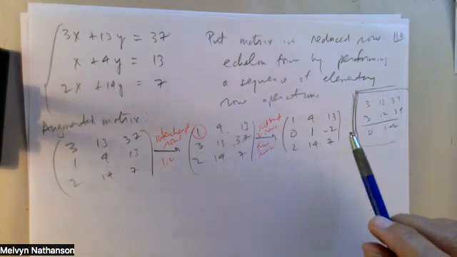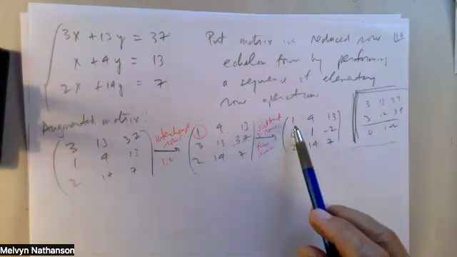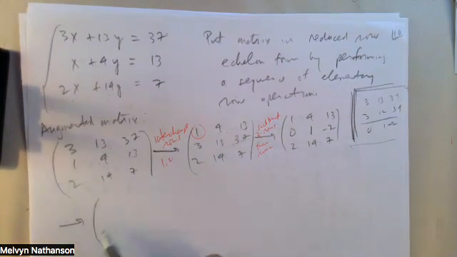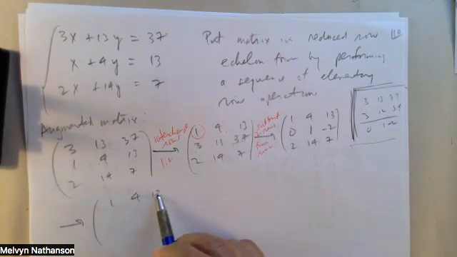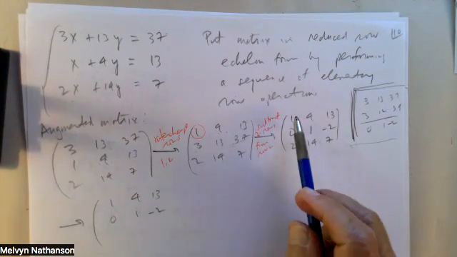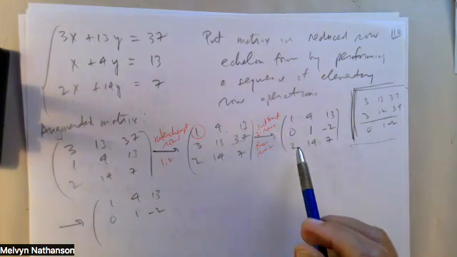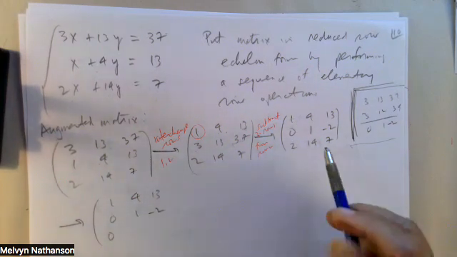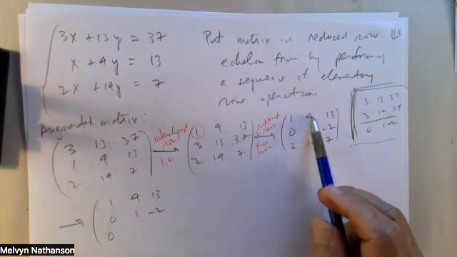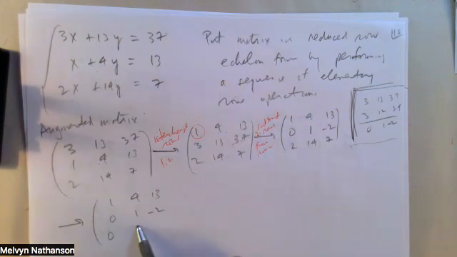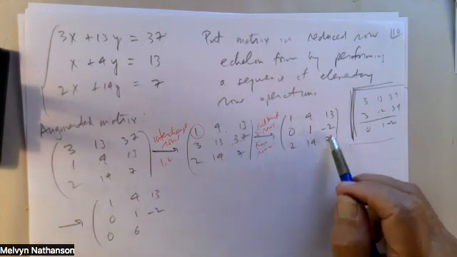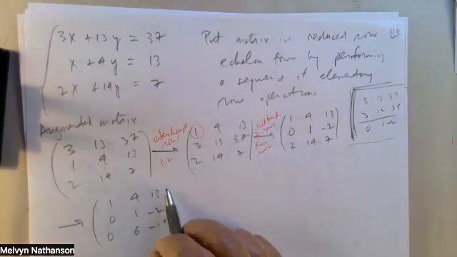Now I want everything in this first column under the 1 to be a 0, so I have to get rid of this 2. So I have my first row, my second row. I can get a 0 here by subtracting twice row 1 from row 3. 2 minus 2 is 0. 2 times 4 is 8. 14 minus 8 is 6. 2 times 13 is 26. 7 minus 26 is minus 19.